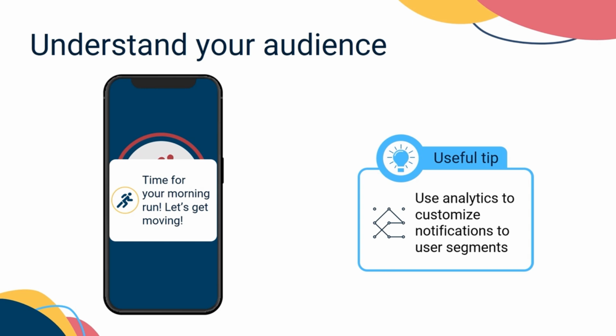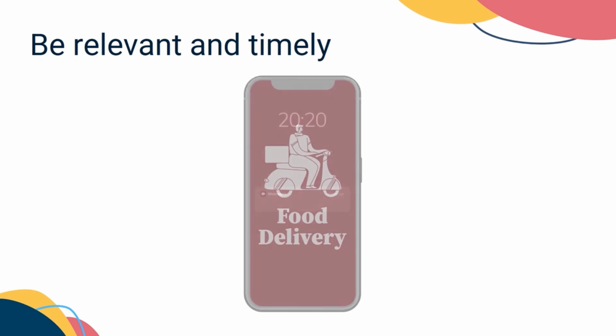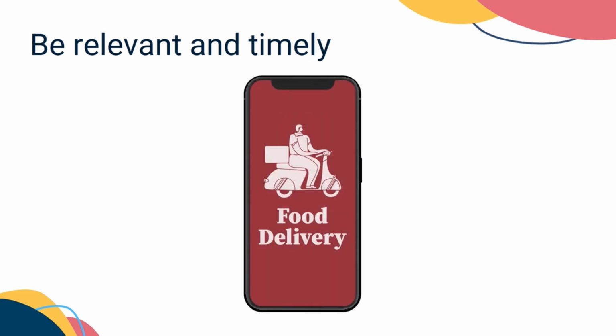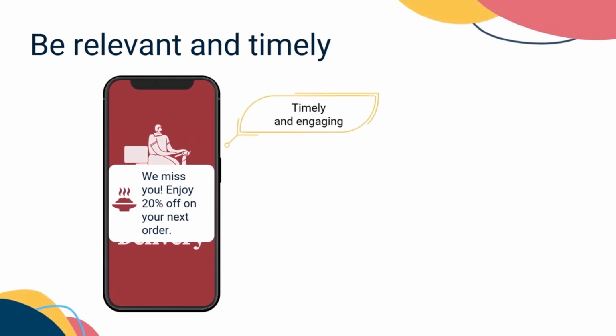Once you understand your audience, the next step is to ensure your notifications are relevant and timely. Notifications should always provide value to the user. Sending irrelevant or poorly timed notifications can frustrate your users. Consider a food delivery app. It can notify users who haven't ordered in a week and remind them of their favorite meals with a message like, "We miss you. Enjoy 20% off on your next order." This type of timely notification is more likely to resonate with the user, increasing engagement and satisfaction.